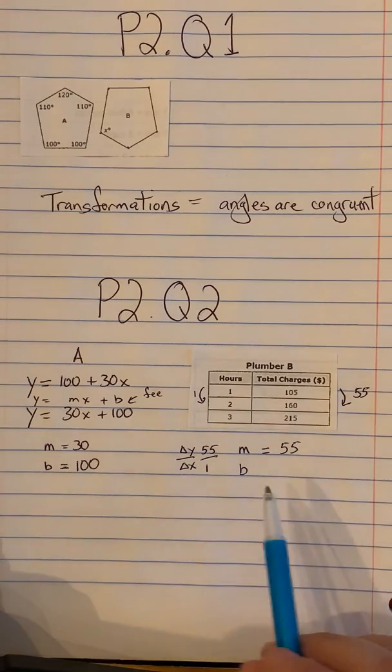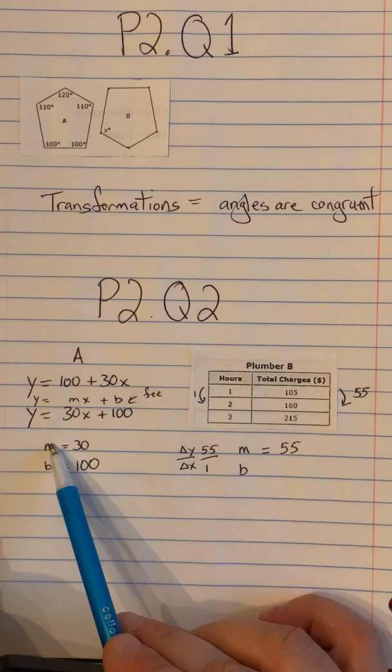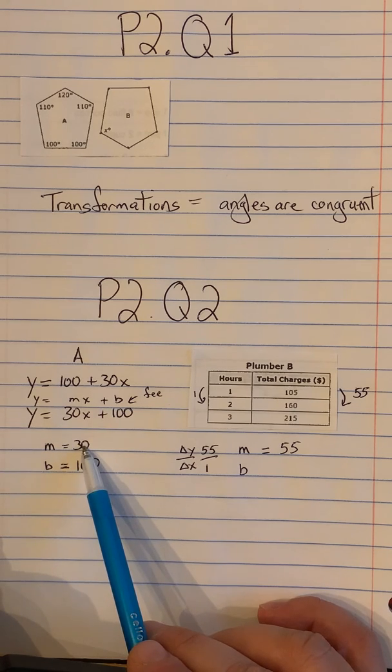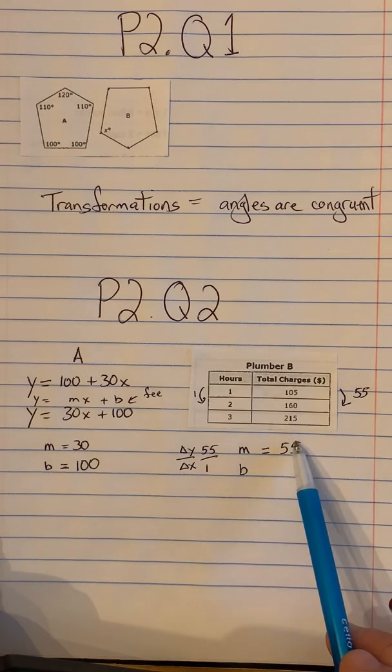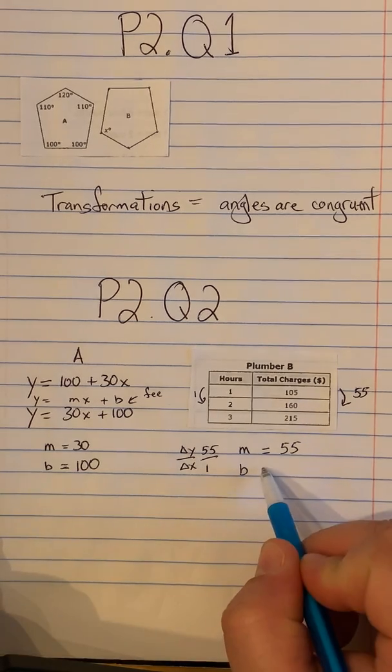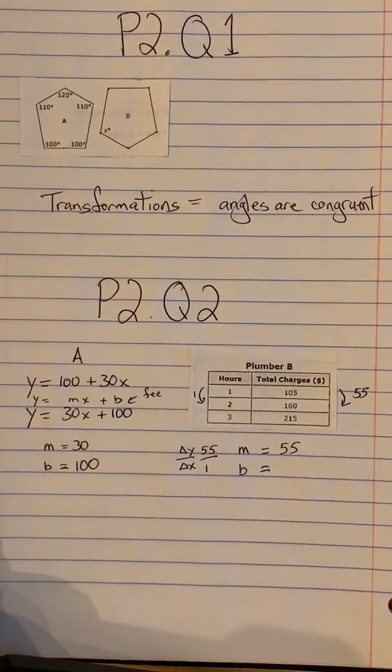So my change in y over change in x is 55 over 1, which means that it's $55. All right. So already we can see plumber A charges $30 an hour. That's his rate. And plumber B charges more, right? 55. So now the tricky question is, what is his initial fee? How can we find that?